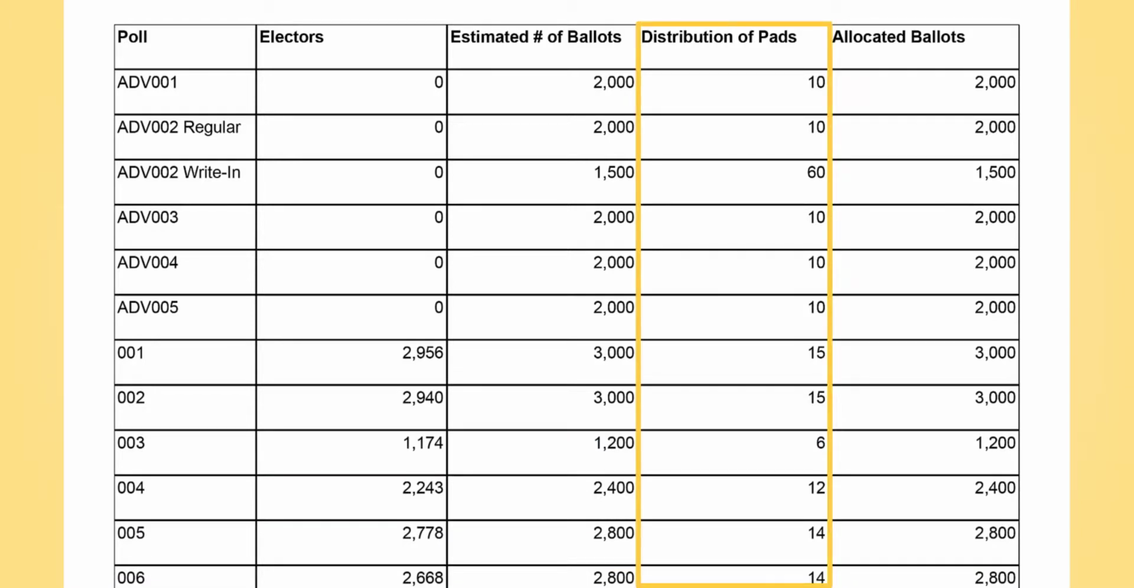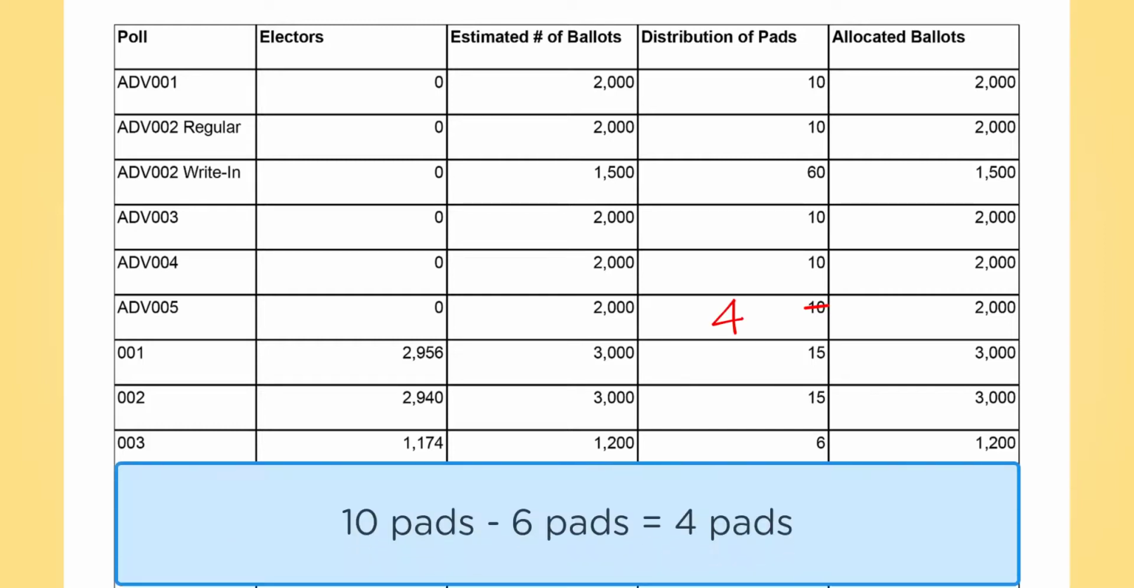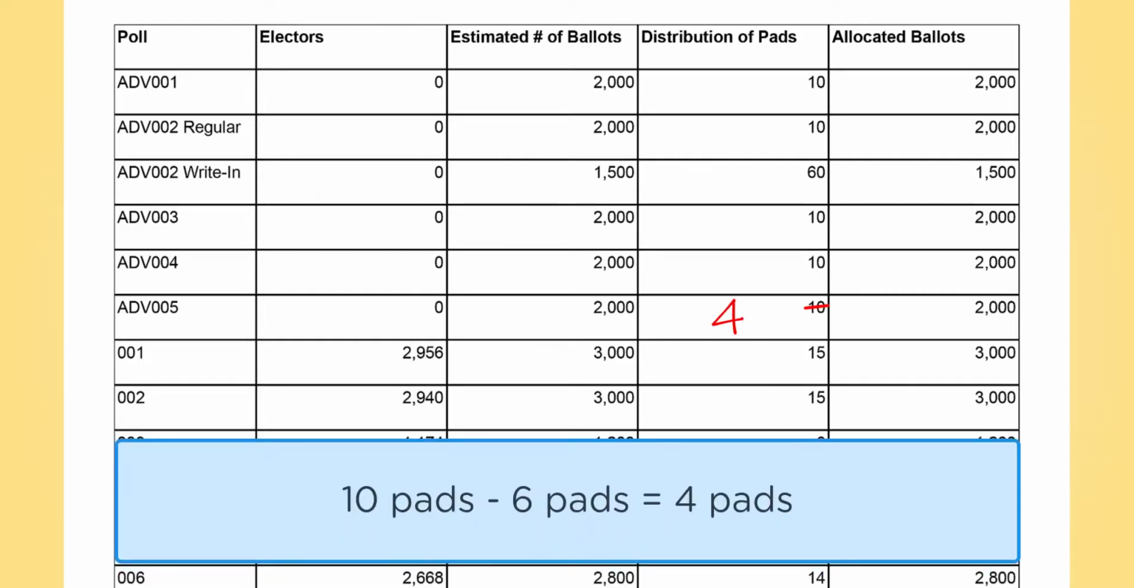Begin by adjusting the distribution of pads for the poll from which you are reallocating ballots. Cross off the original number, subtract the amount of pads you are reallocating, and write in the new number. In this case, we would cross off the 10 in the distribution of pads column for ADV 005, and write in 4. 10 pads, minus the 6 pads we are reallocating, leaves 4 pads.